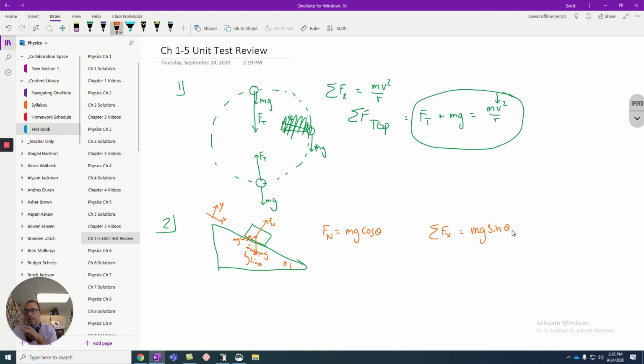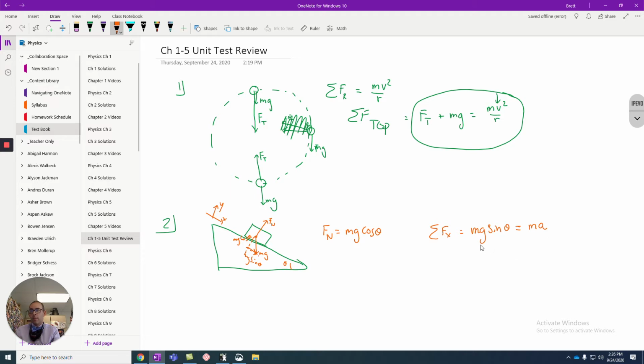Okay? That is pushing us down the hill. So if there's nothing to oppose it, no friction to slow us down, that's the only force acting down the incline. Now, if there's no friction, we will assume this box will accelerate down the hill. It will move down the hill, which means the sum of the forces does not equal 0, but rather, like Newton said, the sum of the forces equals ma.